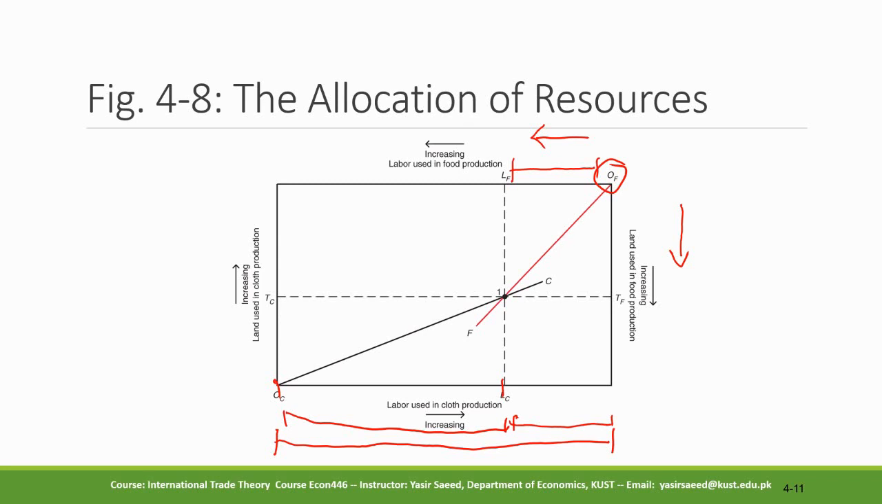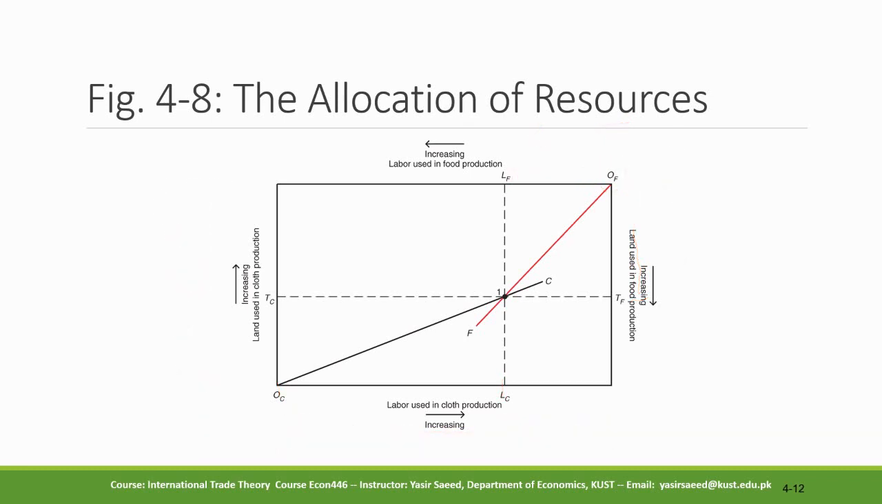And again, if you look at the total land resources, our total land resources are on this axis. From OC to TC, TC is this position, the amount of land allocated for the production of cloth. And what about the remaining amount of land? That land is allocated to the production of food. So this is how we discuss the origin of both sectors. Food sector is from the upper corner, whereas cloth sector is from the lower corner.